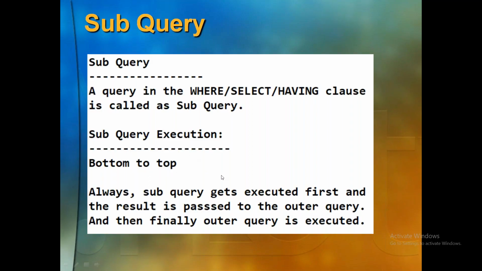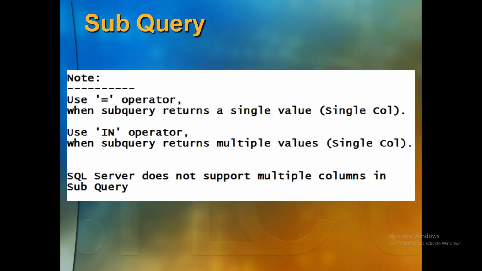Always the subquery gets executed and the result set is passed to the outer query, and then finally the outer query is executed. Clear? Now use the equals operator when the subquery returns a single value. Use the IN operator when the subquery returns multiple values but a single column. SQL Server does not support multiple columns in the subquery. Clear? So what is a subquery? A query in the where clause or a query in the select clause or a query in the having clause is called a subquery.